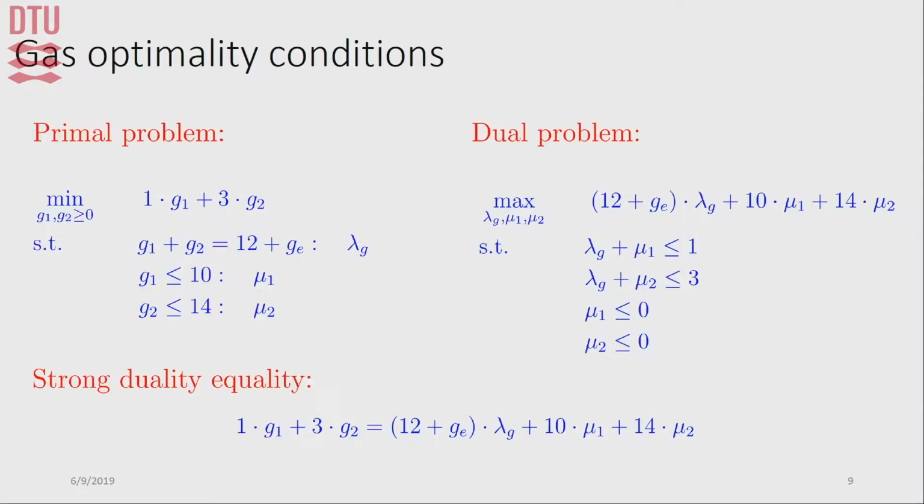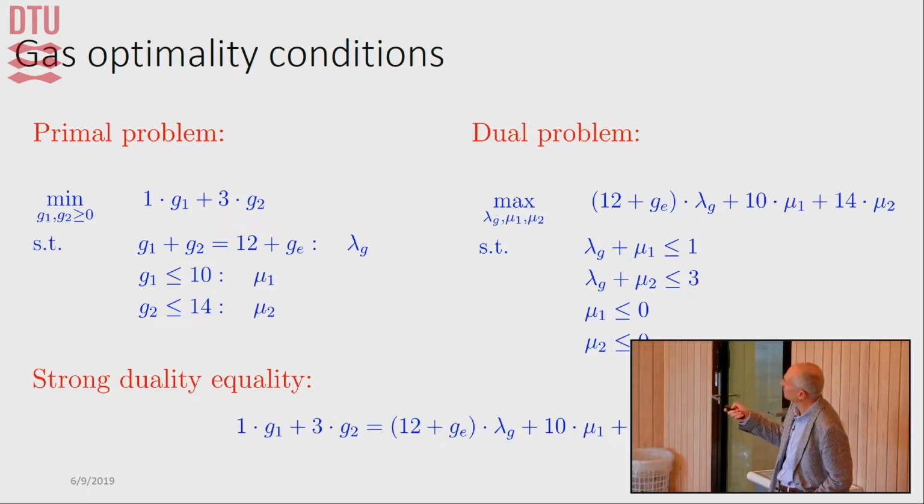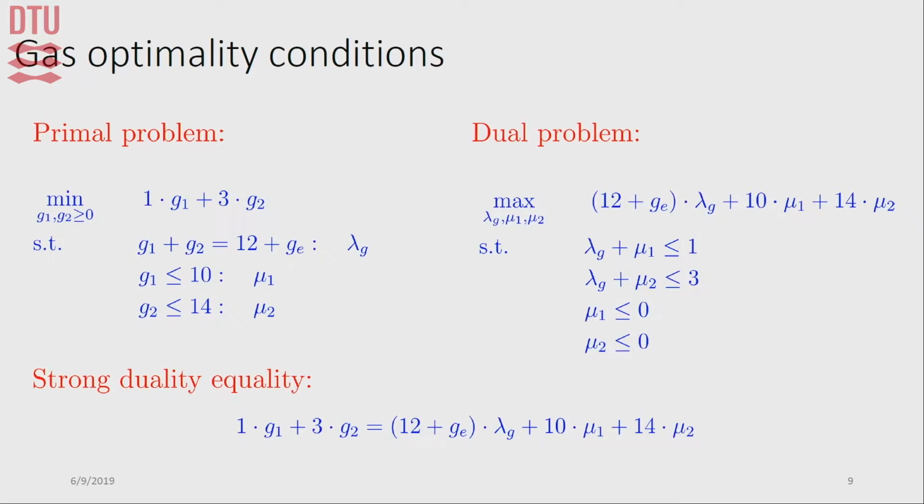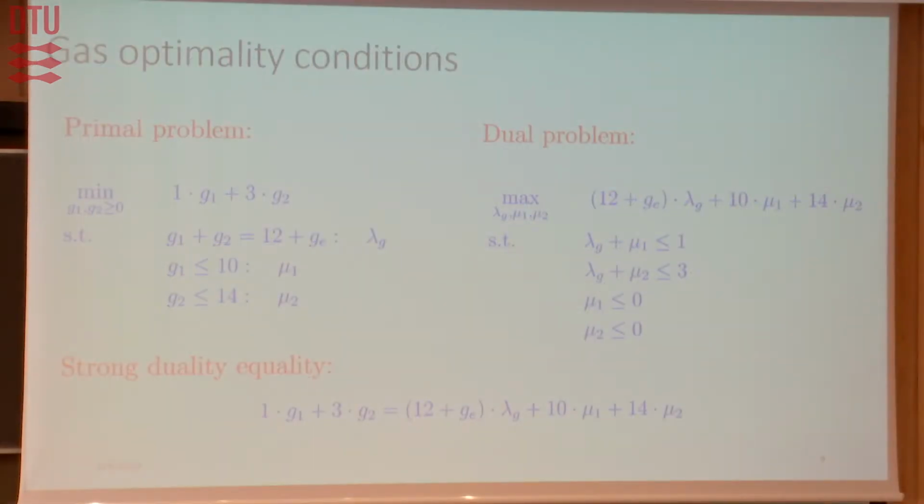So anyway, this is the gas problem. I'm now using, as you mentioned, the primal constraint, dual constraint, and strong duality equality, which we have over here. So this is the primal problem. This is the dual problem. Just quickly, 12 plus GE over here, 10 over here, 14 over here, and then 1 and 3 over here, and then being careful with the signs, we have this mu1 and mu2 has to be non-positive in both cases.